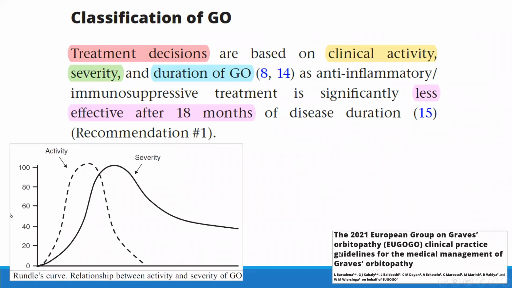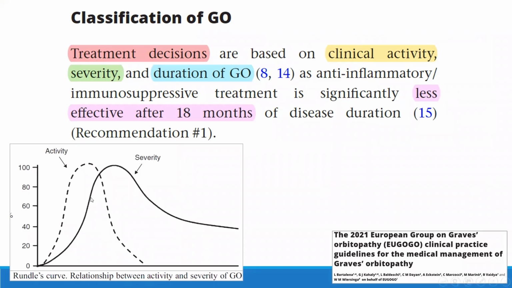According to the latest guidelines published by EUGOGO in 2021, treatment decisions are based on clinical activity, severity, and the duration of Graves' orbitopathy. After 18 months, there is mostly fibrosis of the tissues, and anti-inflammatory immunosuppressive treatment is not effective in this situation. So we should assess our patient immediately by clinical activity, severity, and duration to give the ideal treatment.